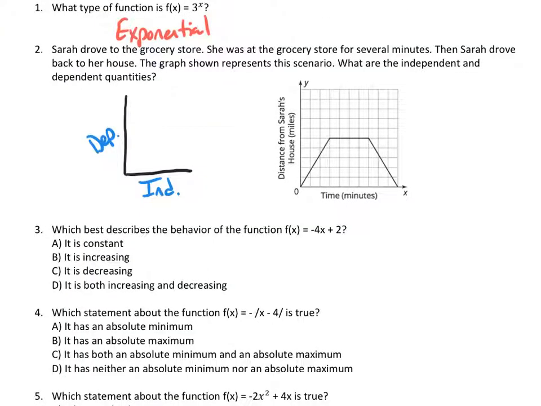Number two, we are trying to figure out what is the independent and dependent quantities. Well, our independent is on the x-axis, so we would say our independent is time in minutes, and our dependent is the y-axis, which is the distance in miles. Now these notes over here on the left-hand side, you may want to include on your note card as well.